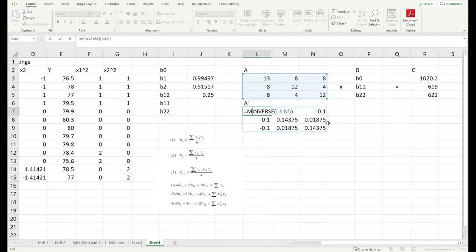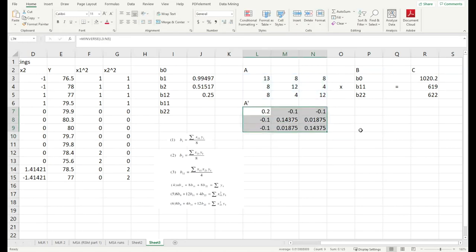Yung array function. Select muna yung 3x3. Tapos before you press enter, control shift yung ipipindutin nyo to produce an array function. Okay, so this is the inverse of the function.